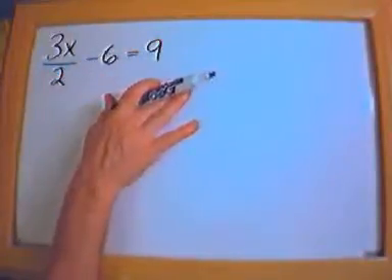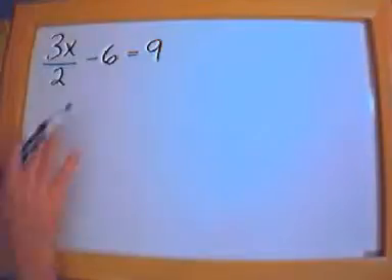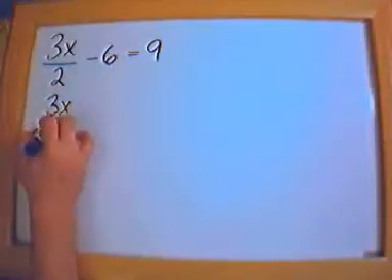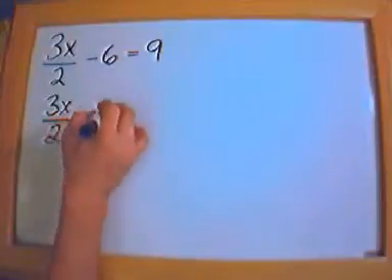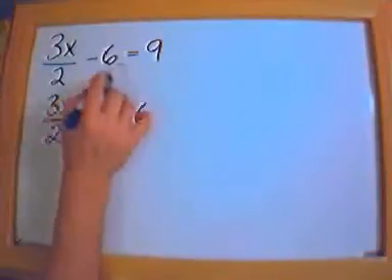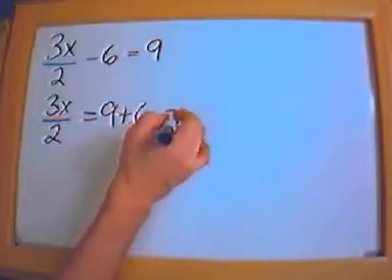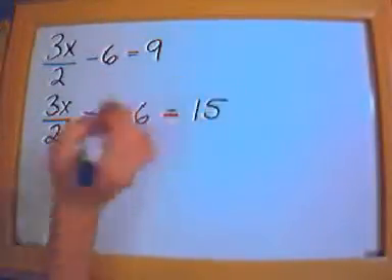I want to get rid of the 6 by itself. How do I get rid of this negative 6? I add 6. So 3x over 2, haven't touched that yet, is equal to 9 plus 6. I add 6 to both sides. The 6 on the left drops out, and I add 6 on the right. This is equal to 15.